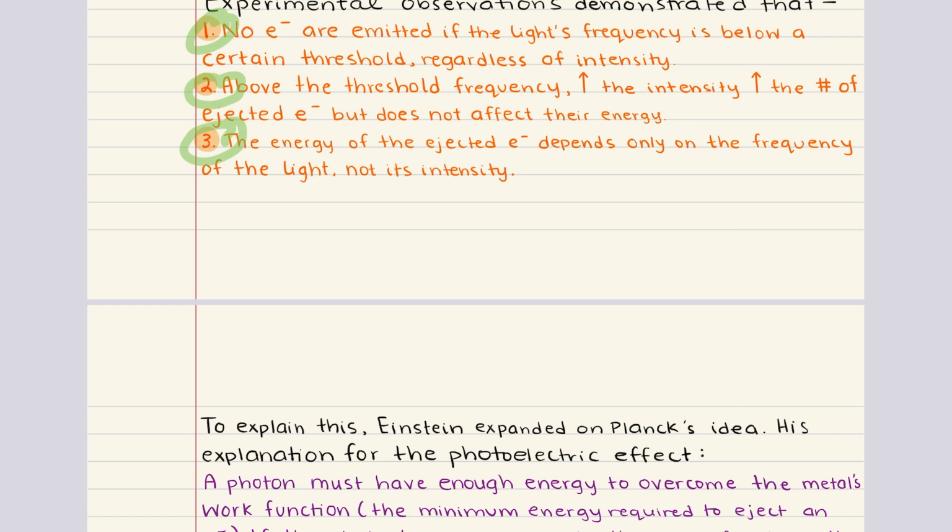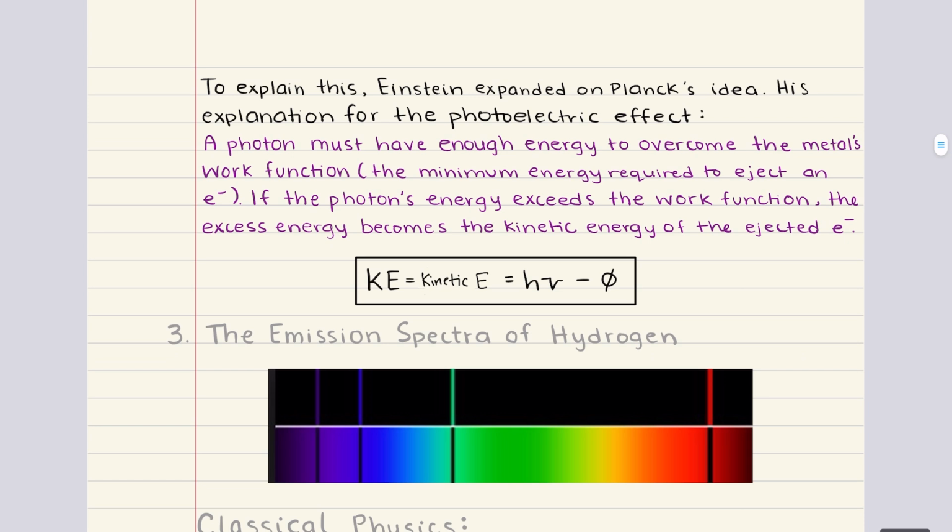He proposed that light is made up of particles, or photons, and that the energy of each photon is proportional to its frequency. For an electron to be ejected, the photon must carry enough energy to overcome the work function of the metal, and the work function of the metal is the minimum energy required to remove an electron. If the photon's energy exceeds the work function, then the excess energy is transferred to the ejected electron as kinetic energy. This relationship is described by the following equation.